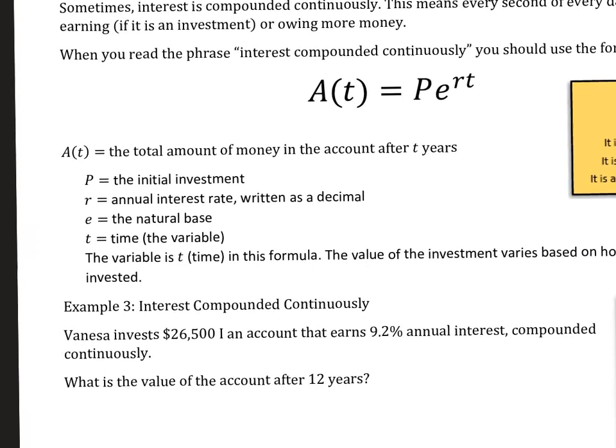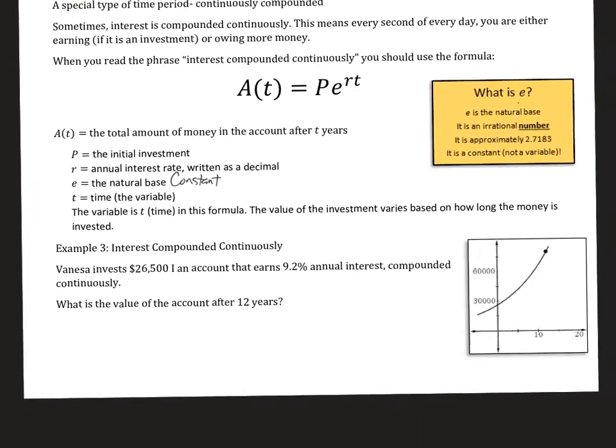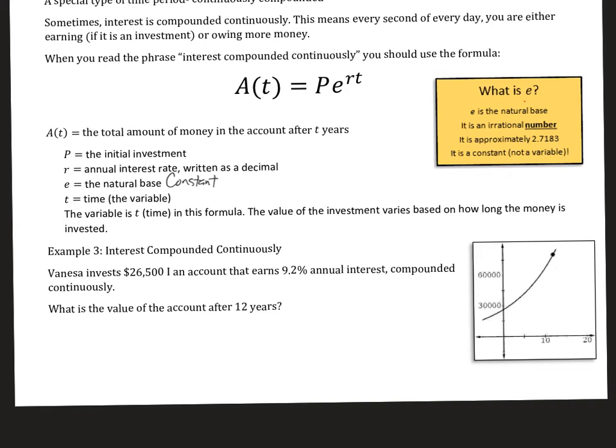So A of t is, again, the total amount of money in the account after t years. P is my initial investment. r is my annual interest rate written as a decimal. e is the natural base, or it is a constant. So if you want on the side, write constant. It does not change. t is my time, and the variable t of time in this formula, the value of the investment, varies on how long the money is invested for.